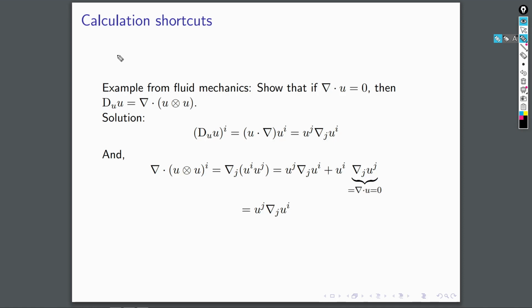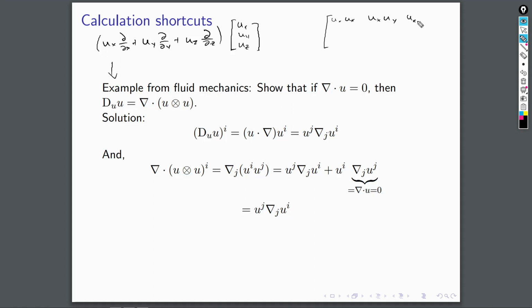Because it would be very tedious, because this one you'd have to write as ux d/dx plus uy d/dy plus uz d/dz. And then you got to write the vector ux, uy, uz. And then the other one, you got to calculate u tensor product u. So you got to go, oh god, ux ux, ux uy, ux uz, and do 3 more rows, and then take the divergence of that thing. It's just a pain. It's a ton of writing, okay?